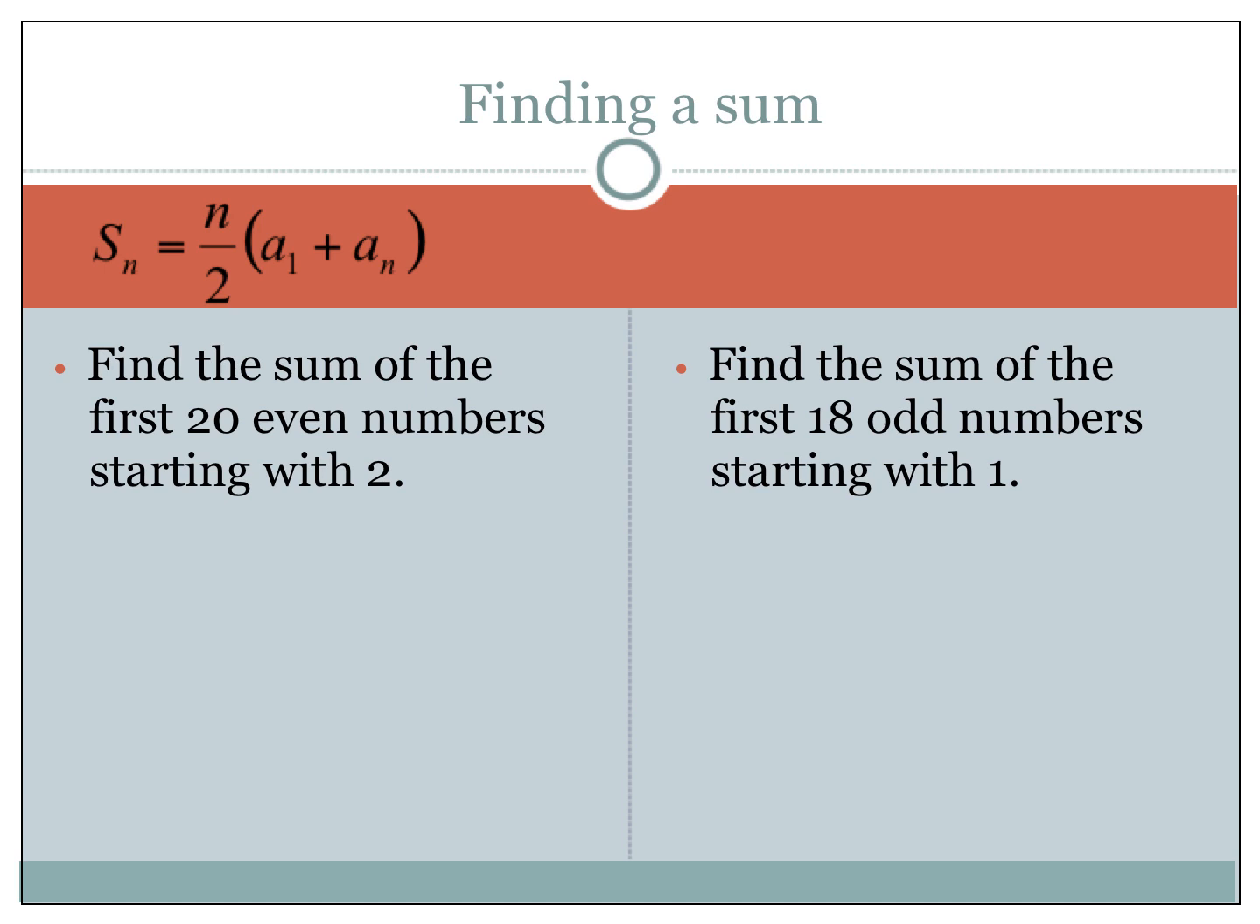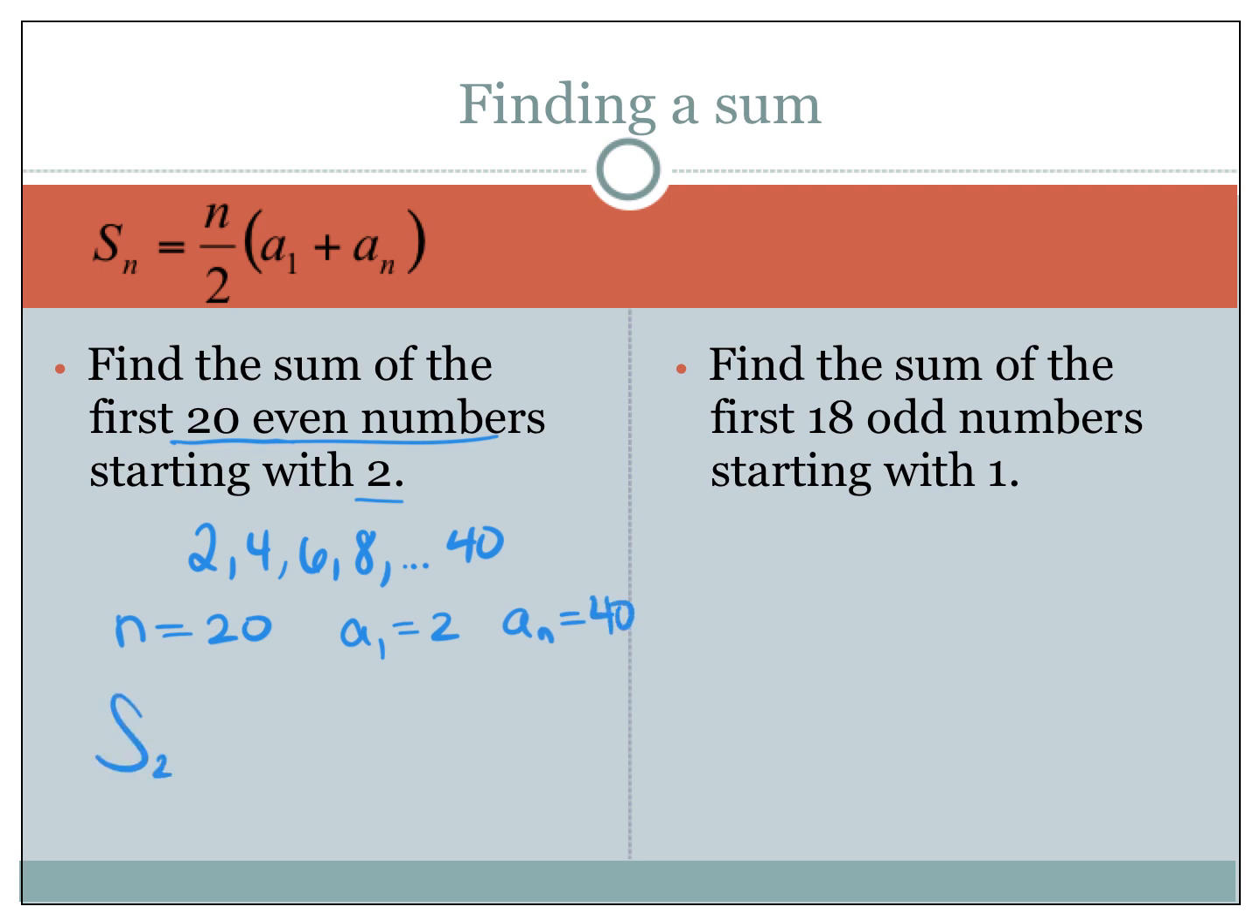So find the sum of the first 20 even numbers starting with 2. Well, first 20 even numbers, that's 2, 4, 6, 8, all the way to 40. 40 would be the 20th even number. So I have 20 terms. N is 20. My first term is 2. My last term, a20 in this case, is 40.